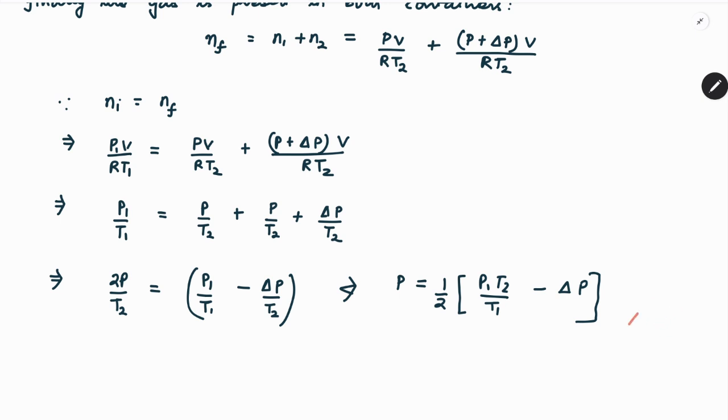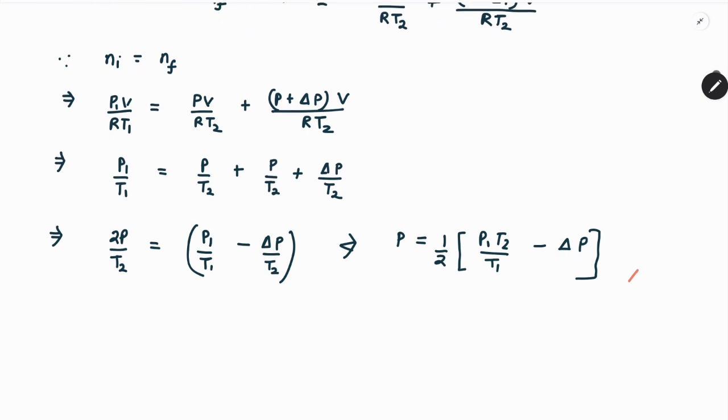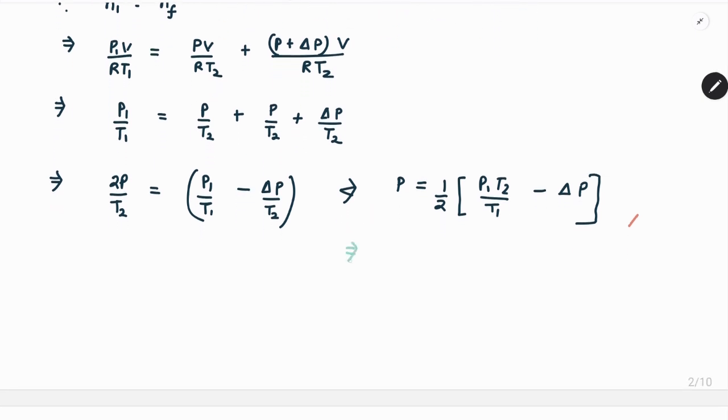Now on substituting the values that we already have, we obtain P is equal to half of 1 atmosphere multiplied by 380 Kelvin divided by 300 Kelvin, minus 1.10 atmosphere that is given to us. So on solving we obtain P is equal to 0.08 atmosphere, which we write as 0.10 atmosphere roughly. So this is the correct answer for this particular problem, problem number 2.2 in this series.